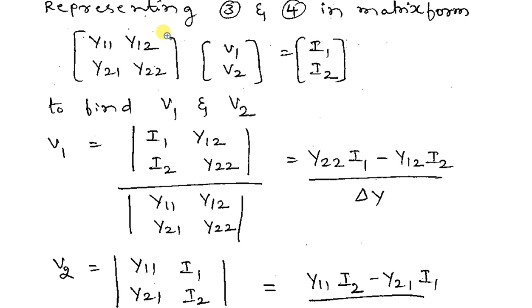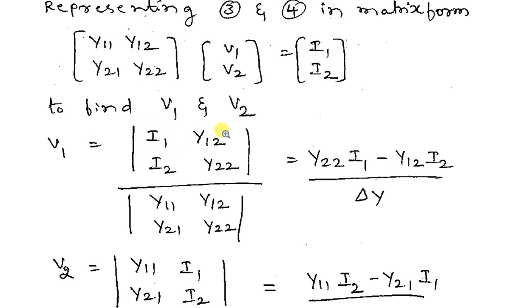Now, in order to find V1, the first column y11, y21 should be replaced by the right side values, that is I1 and I2. So here the first column y11, y21 is replaced by I1 and I2, and the second column we have to retain as it is. After that, divide by the original delta, that is the original matrix determinant.